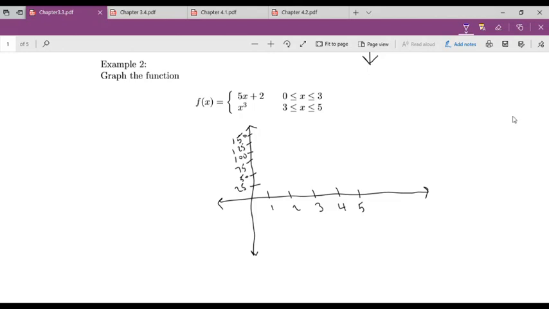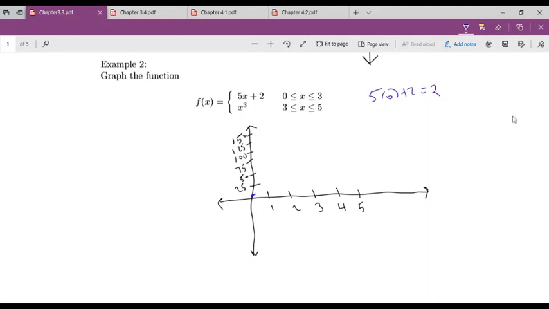So, really, I can plug in a 0 and I can plug in a 3, have 2 points, and generate a line. Okay, and if I plug in 0, 5 times 0 plus 2 is just equal to 2. So my first point here is 0, 2. So it's somewhere down around in here, in this area.